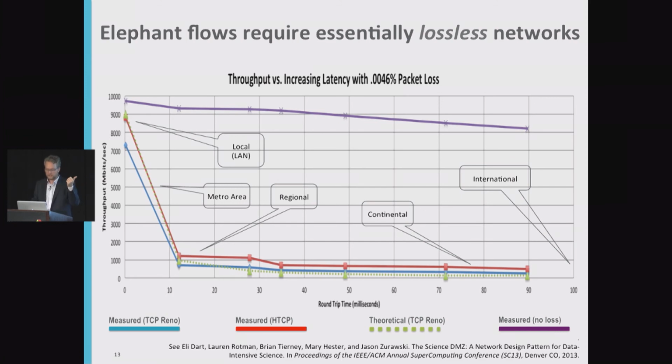But this purple line up here is without packet loss. The y-axis is linear, 0 to 10 gig. The x-axis is the round trip time in milliseconds between the communicating hosts.